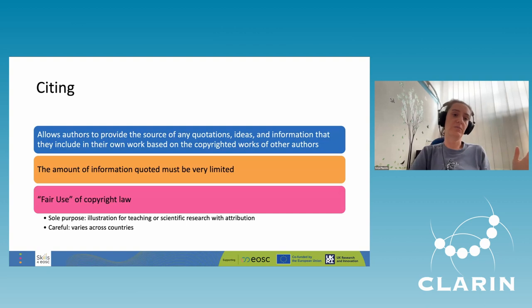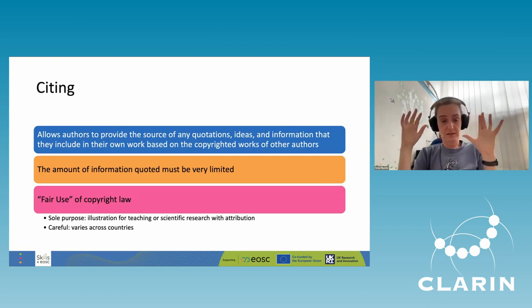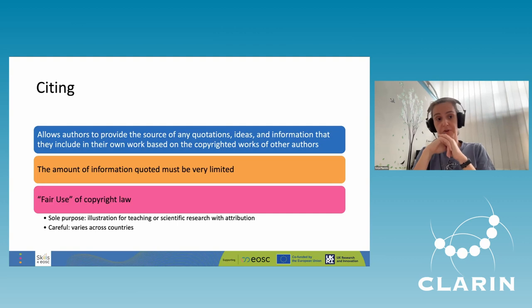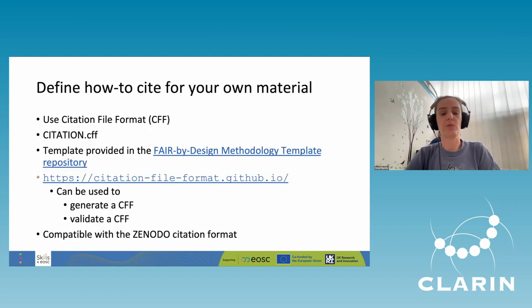Finally, just to make a distinction between reusing with attribution and citing: you can cite any type of license. It doesn't have to be permissible for reuse. However, when you cite, the amount of information that you quoted has to be very limited. What is very limited? It's a very gray area. Somewhere it says something like maximum 100 words, but it might differ from country to country. So be very careful here. It depends on the context and on the country, and what it is going to be used for. If it is an academic context, it's easier. If it's not, it's very hard. In the end, try to avoid it, or consult with a legal expert if you want to do it.